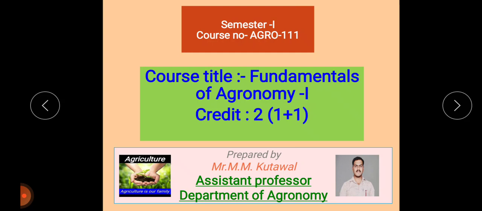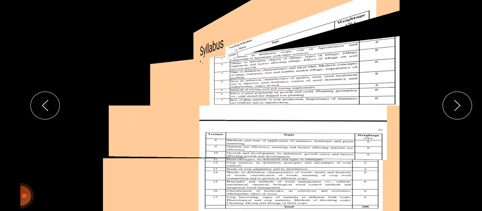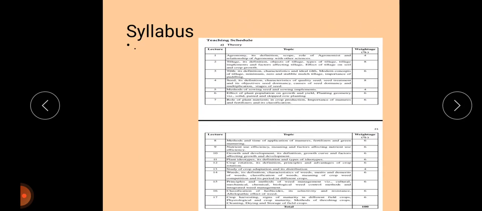Today we discuss our base agriculture course, Agro 111, that is Fundamentals of Agronomy first. This course has credit 2 plus 2, meaning 1 plus 1: one practical session and one theory. So in that lecture we discuss different important topics. There are 17 different lectures in the syllabus of Agro 111.